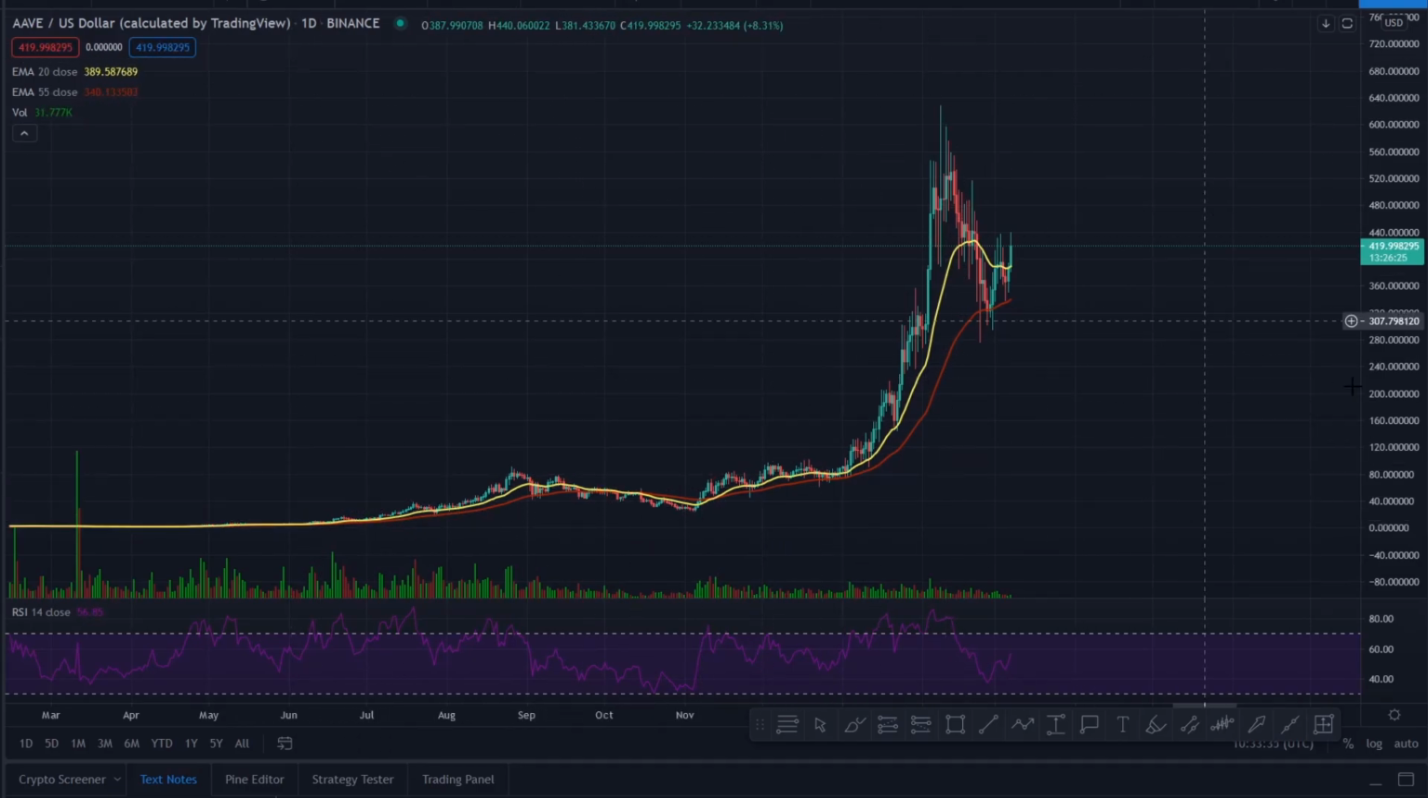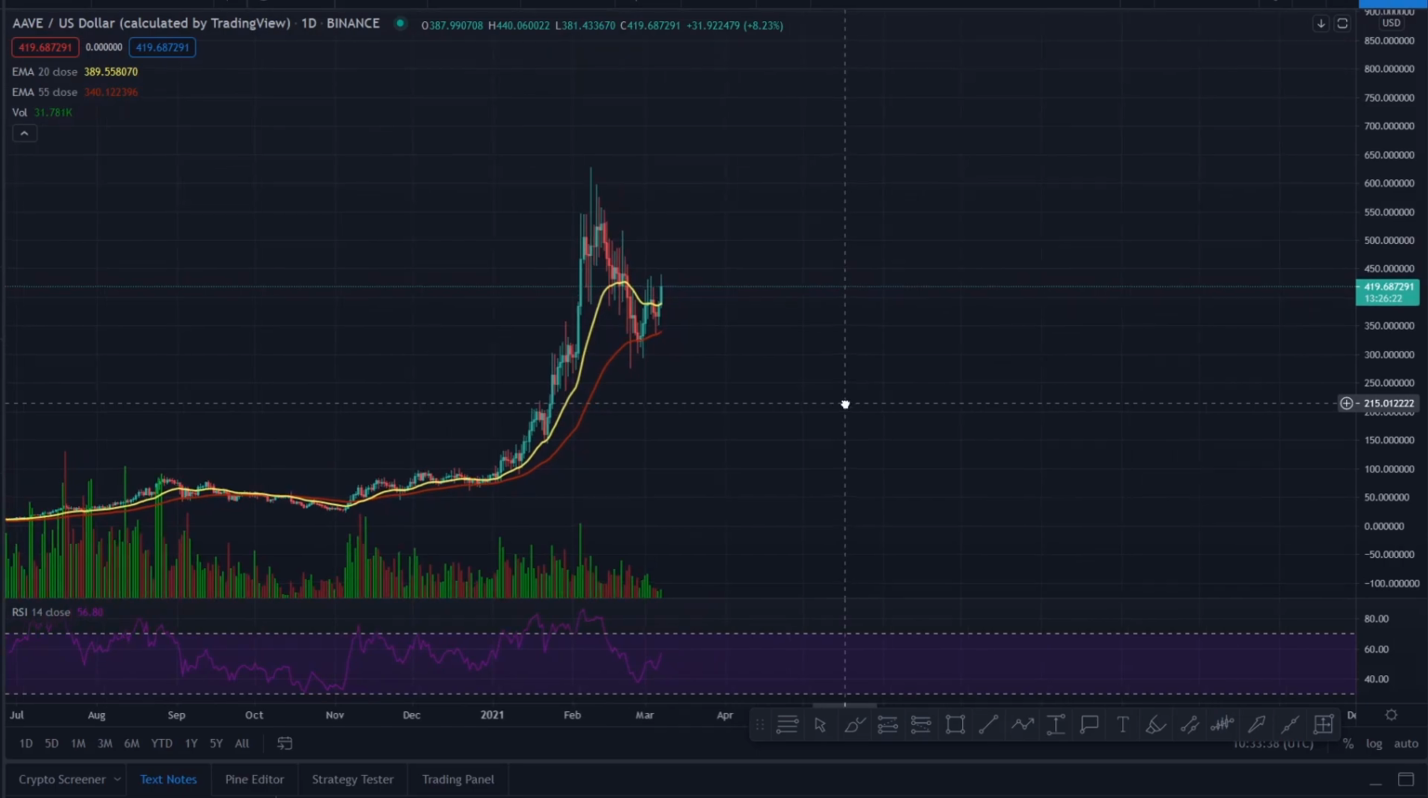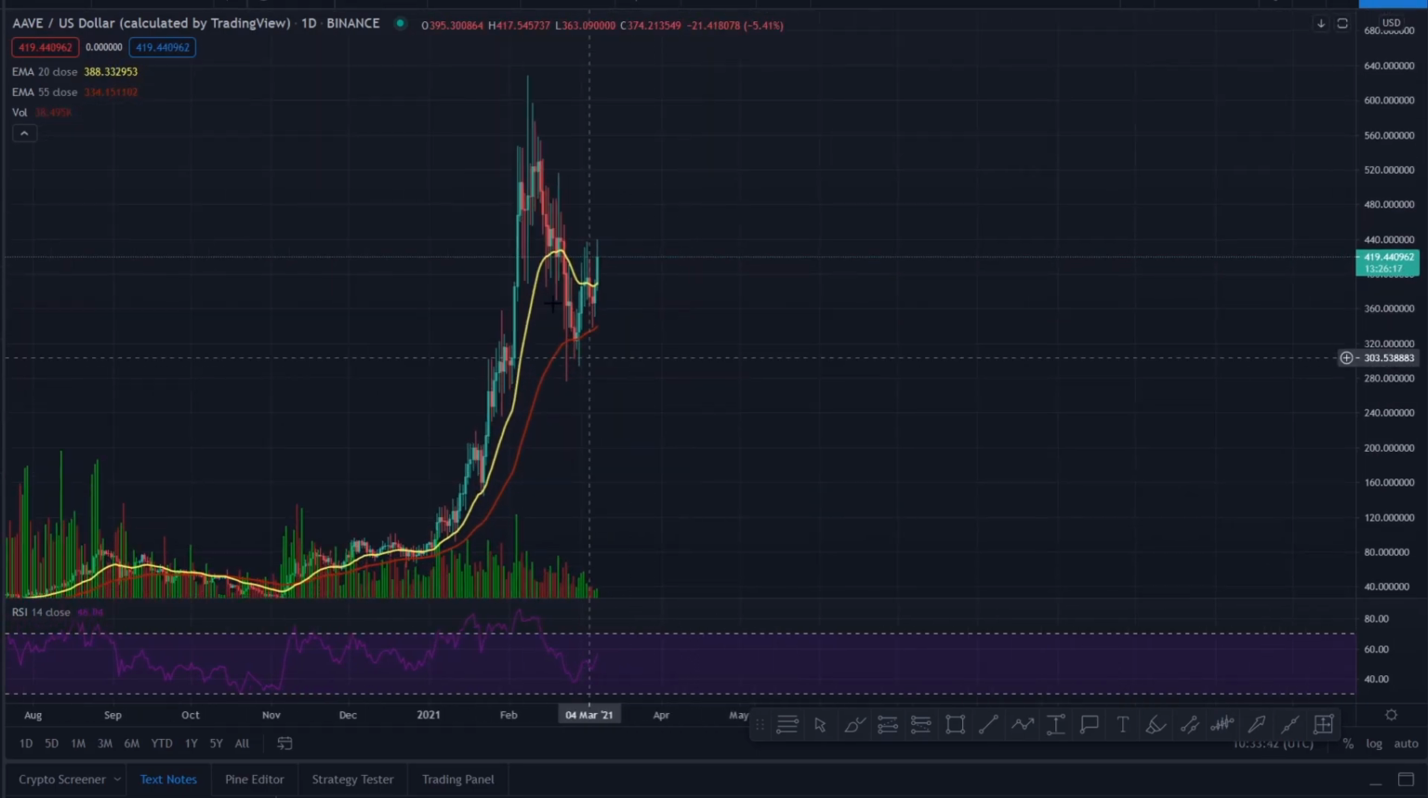So now you're just targeting these levels here. So again, it's the same. You can see it's bounced off the 55 EMA there on the daily time frame. So on the daily, it's looking healthy, guys. We've had that retest there, support.